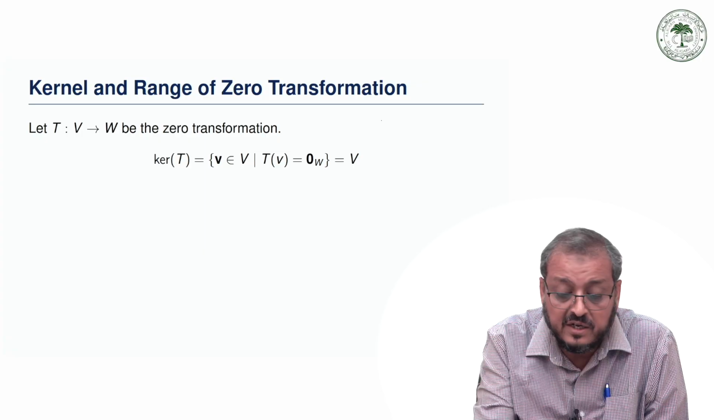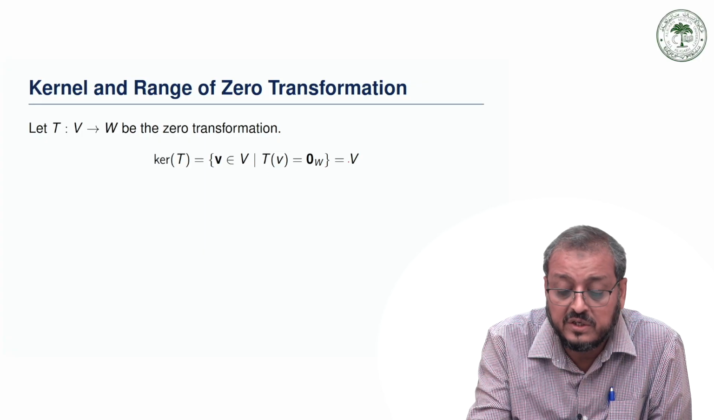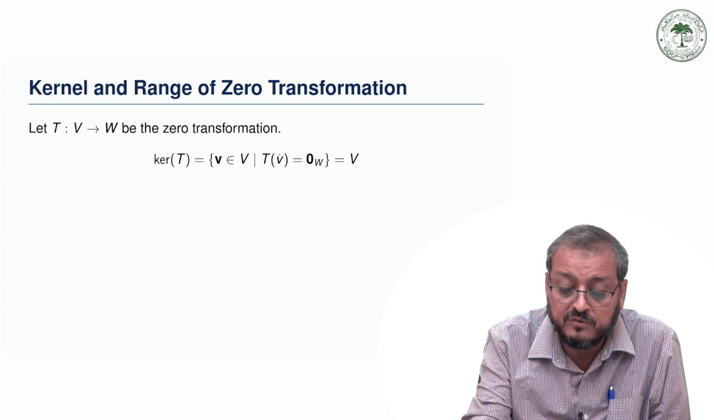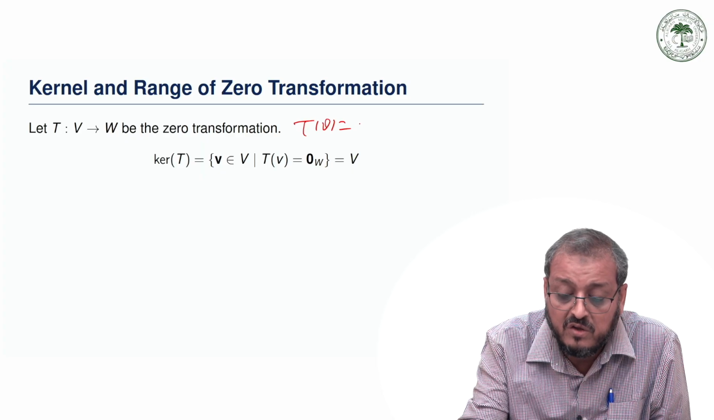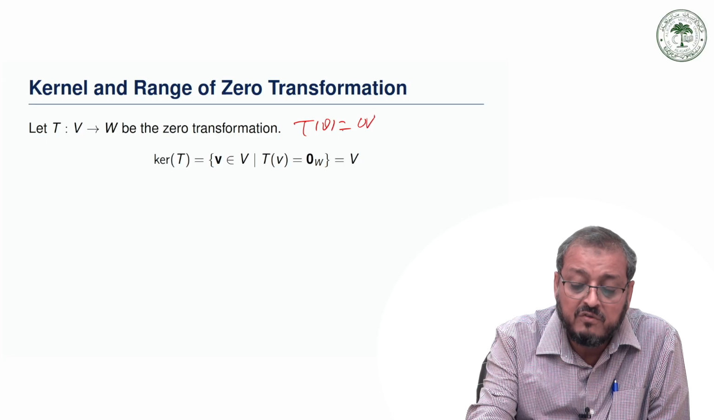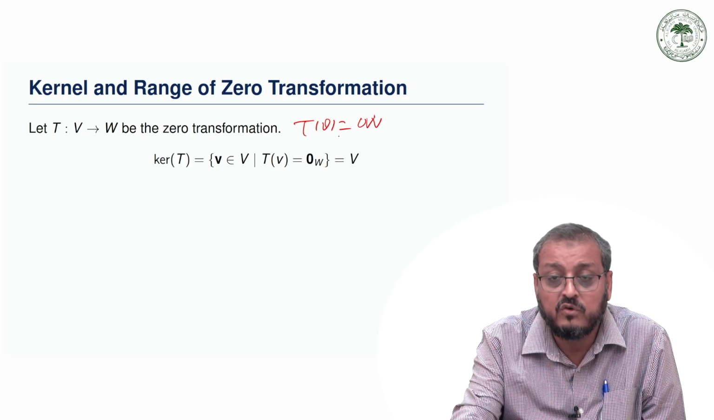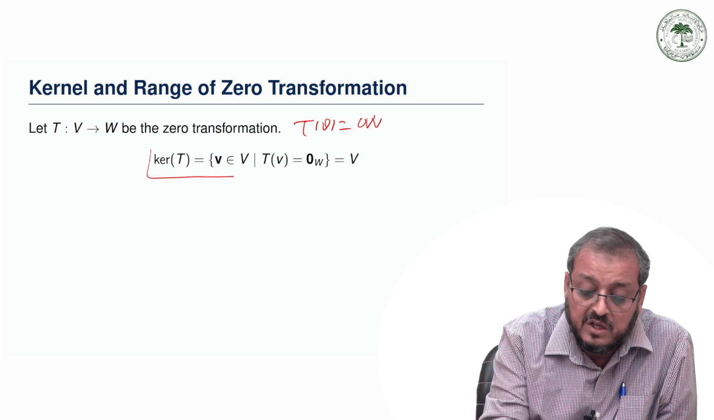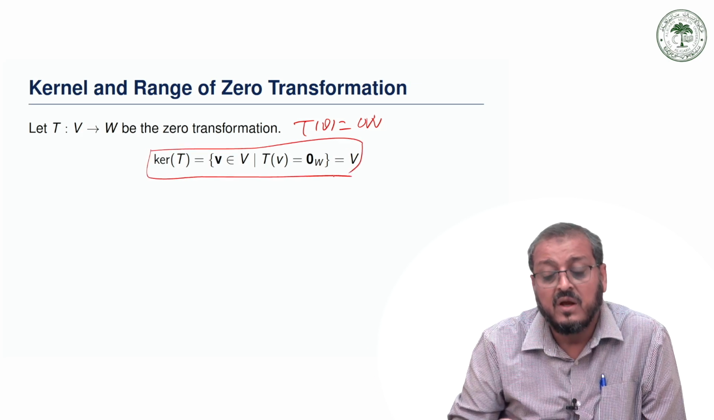So, this means clearly the kernel of T is equal to the whole of V, because all the vectors are mapping, as the map is defined by T(v) = 0 of W. So, T(v1) = 0 of W, T(v2) = 0 of W, and all maps are mapping to the 0.